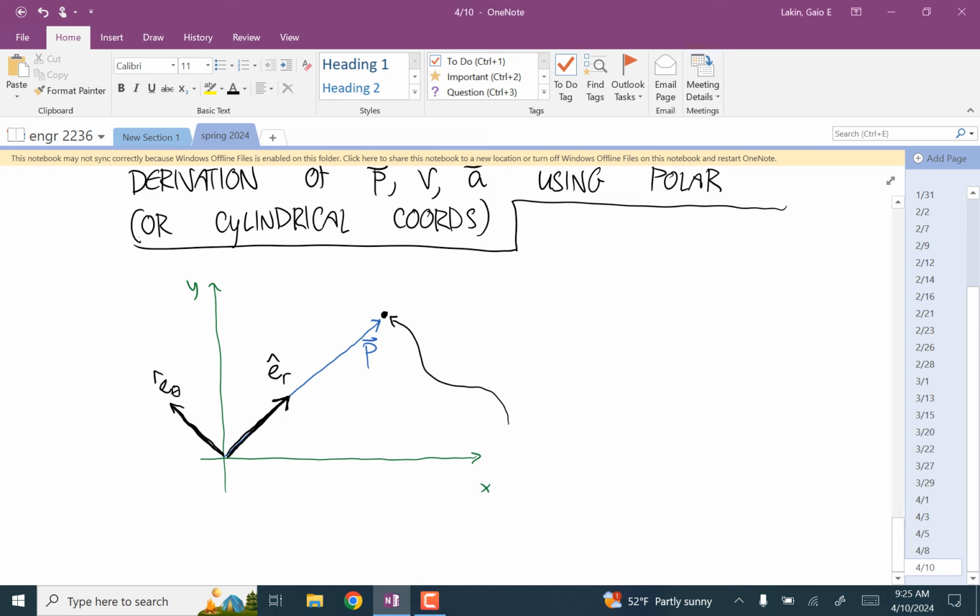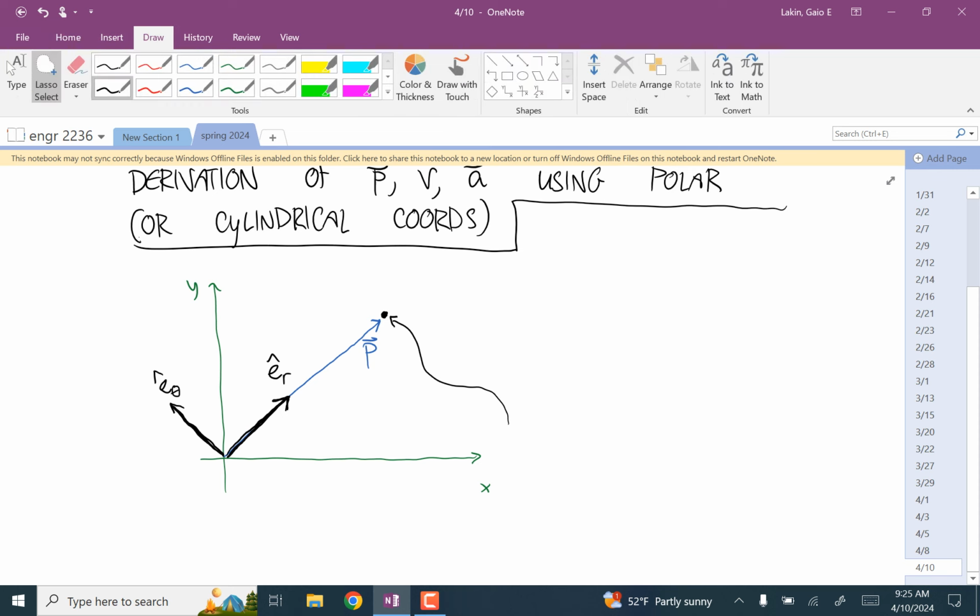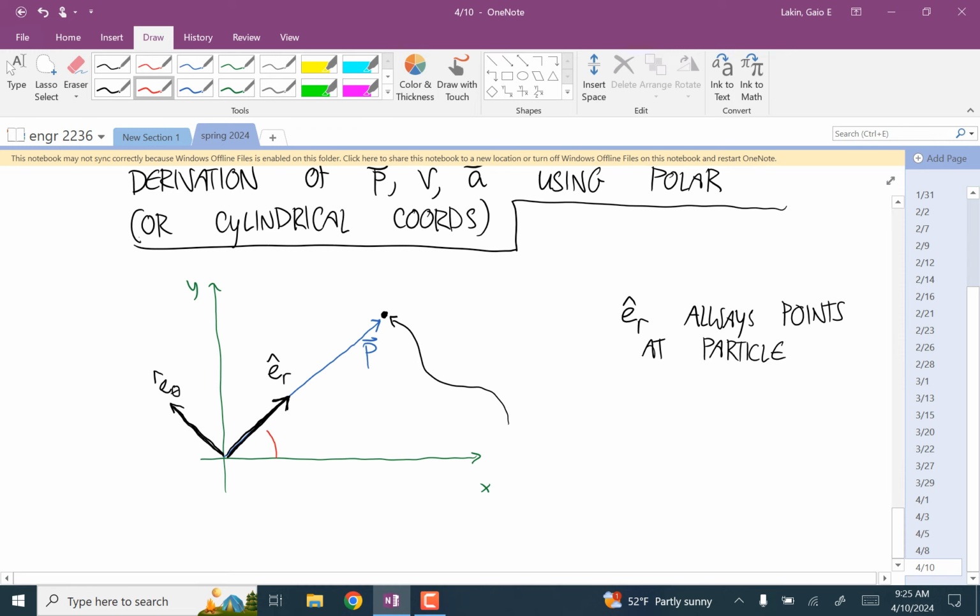Okay, so this wavy line is supposed to represent the particle's motion. This is the coordinate system we're going to use. And so notice that this e_r axis always points directly at the particle. And the angle theta is from our underlying XY coordinate system to the r axis. Okay?